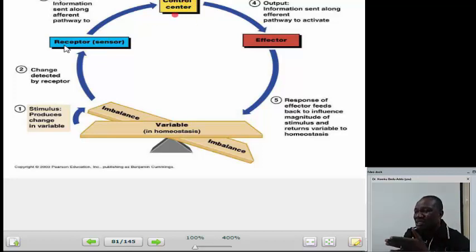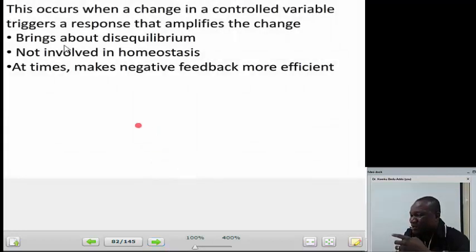The control center would compare the input it's receiving with the set point and generate a deviation. So it detects that there is a deviation. It generates an output. So the output is sent to the effector. And the effector will bring about a response that will correct the change, right, to maintain homeostasis. So this is the negative feedback and how it controls homeostasis.